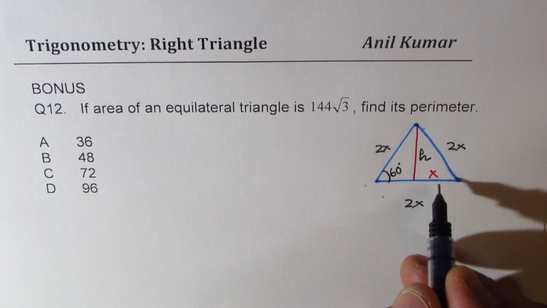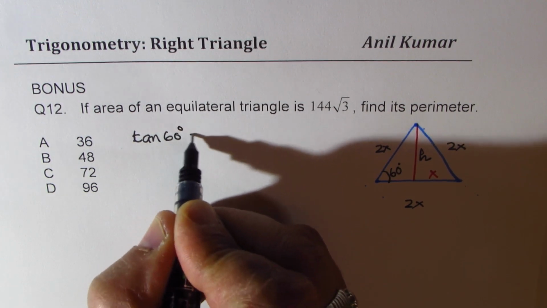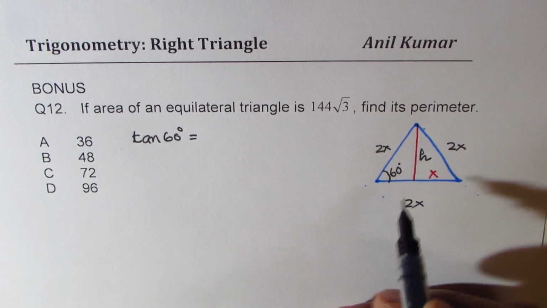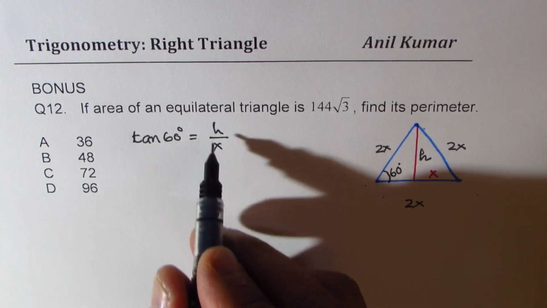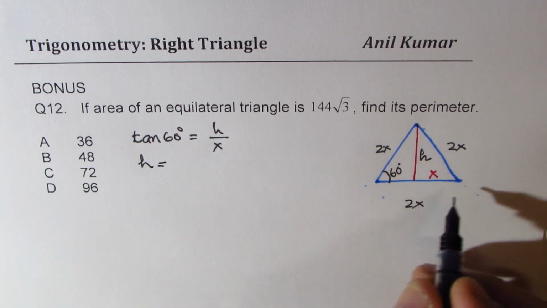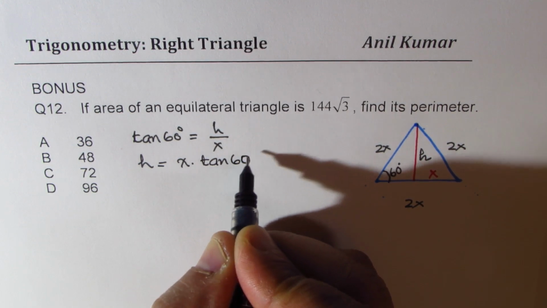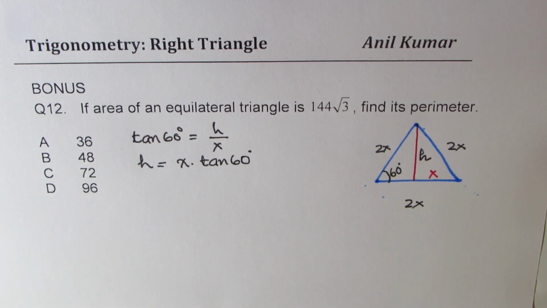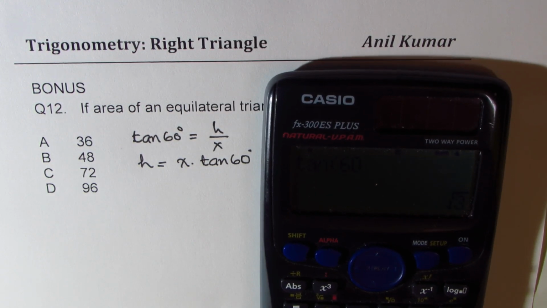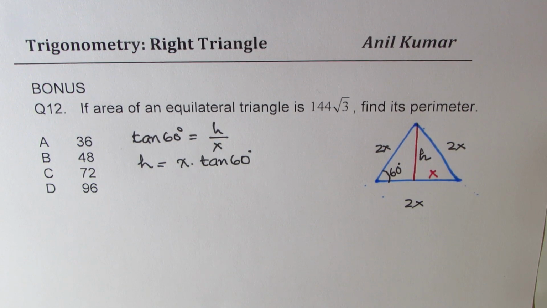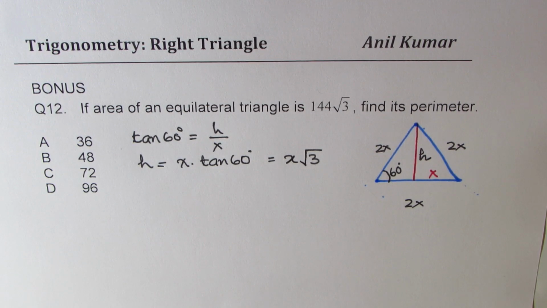So we know from here, tan of 60 degrees is equal to height over x. So if x is half of the base, then height will be x times tan 60. Right? So we can use the calculator. What is tan 60? Some of you will know these special triangles, square root 3. You could write it straight. So it is x times square root of 3. Okay? So that is the height.